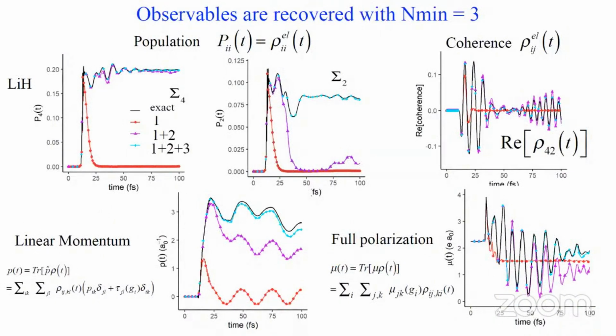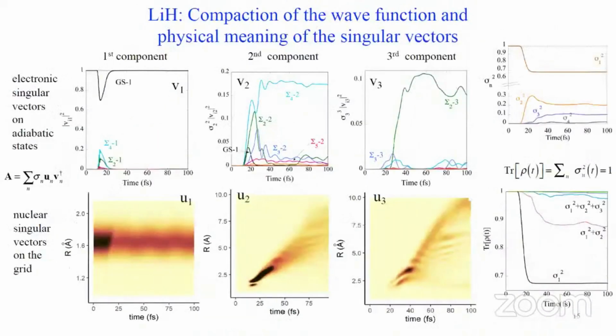So we can define a threshold for the accuracy of the different observables that we want to reproduce. And essentially with 3 terms, we reproduce even observables like the full polarization that really depend on the electronic coherence, right? And are very sensitive to those.